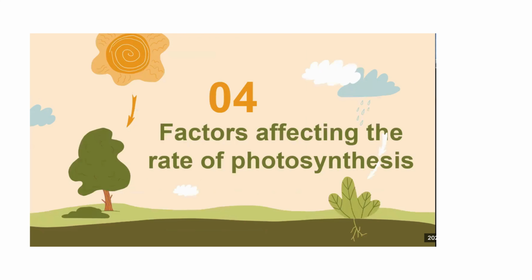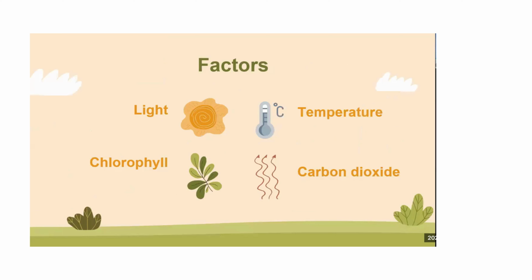So when we talk about photosynthesis, we have to talk about the factors that affect the rate of photosynthesis. Okay. The main factors are light, chlorophyll, carbon dioxide and temperature. Temperature wasn't included in the equation previously. So we are going to talk in the next slides about how temperature affects photosynthesis. Okay.